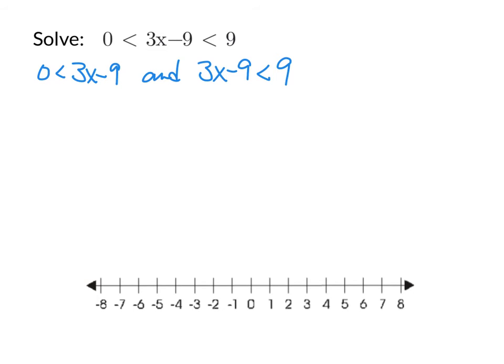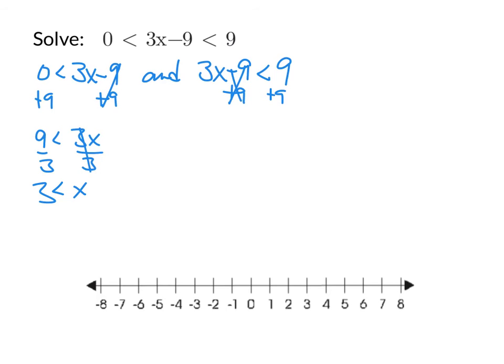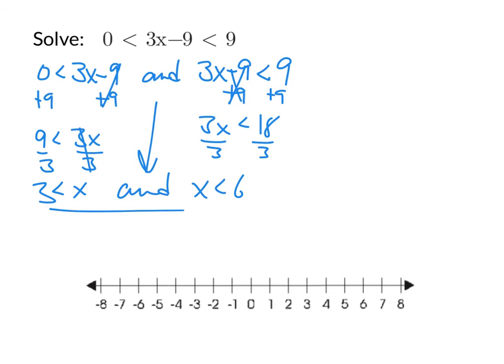Now, why don't I just take a second and do that? We're going to add 9 to both sides. So we'll have 9 is less than 3x, divided by 3 on both sides, and x is going to be greater than 3. And we do the other one. Same two steps, because it's the same expression that was in the middle. 3x is going to be less than 18, divide by 3, x is less than 6. And of course bring down the and. So we can definitely break it up into two separate inequalities like that.